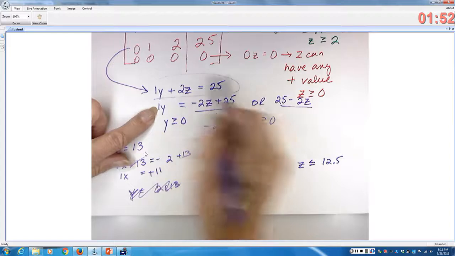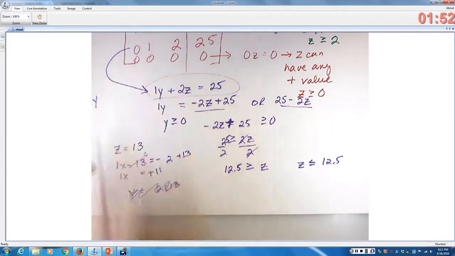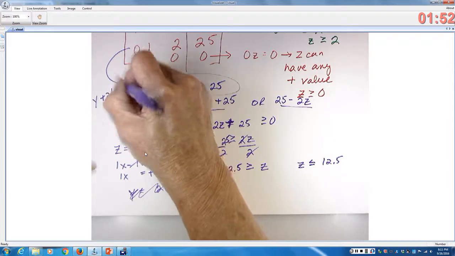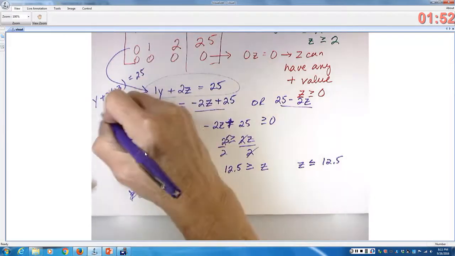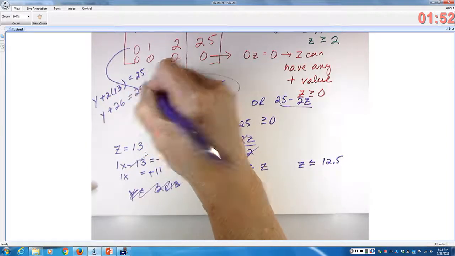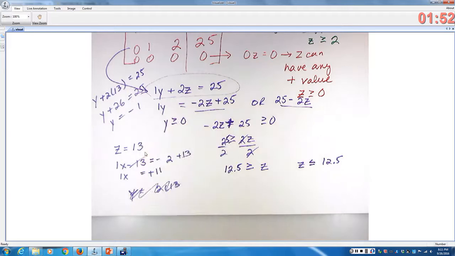Going back to this, if z is 13, y plus 2 times 13 equals 25. Y plus 26 equals 25. Y equals negative 1, and you can't have that happen. You can't sell negative 1 sodas. Does that make more sense now?